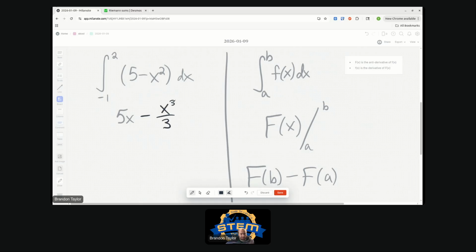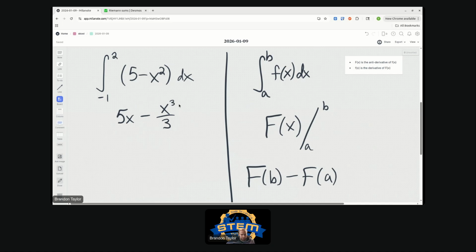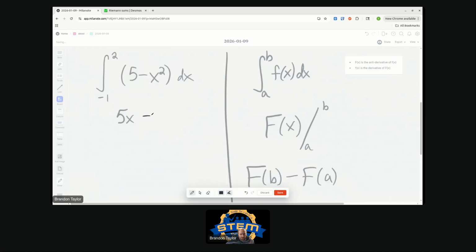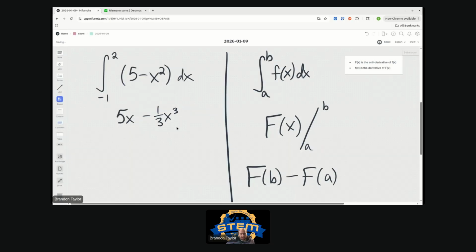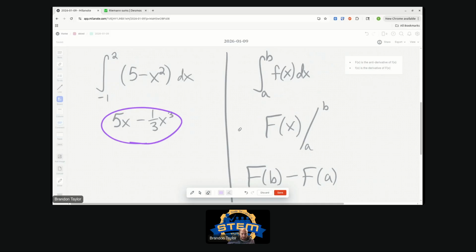X cubed over 3. If you take the derivative of that, or 1/3 times x cubed, actually, let me write it that way, minus 1/3 times x cubed. Hopefully it's clear, if you take the derivative of this, you bring the 3 down, the 3s cancel, and then you subtract 1 from the power, you just get x squared. So yeah, actually, negative x squared is the derivative of negative 1/3 x cubed. So this whole thing is the antiderivative. This would be like capital F in this example. And then we just evaluate it between A and B.